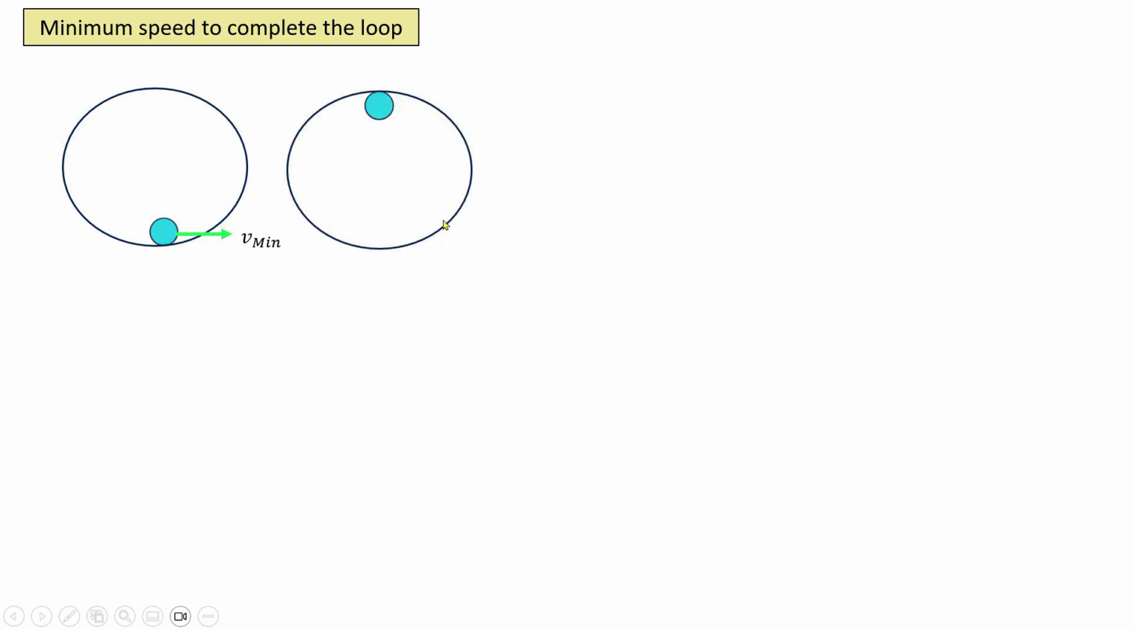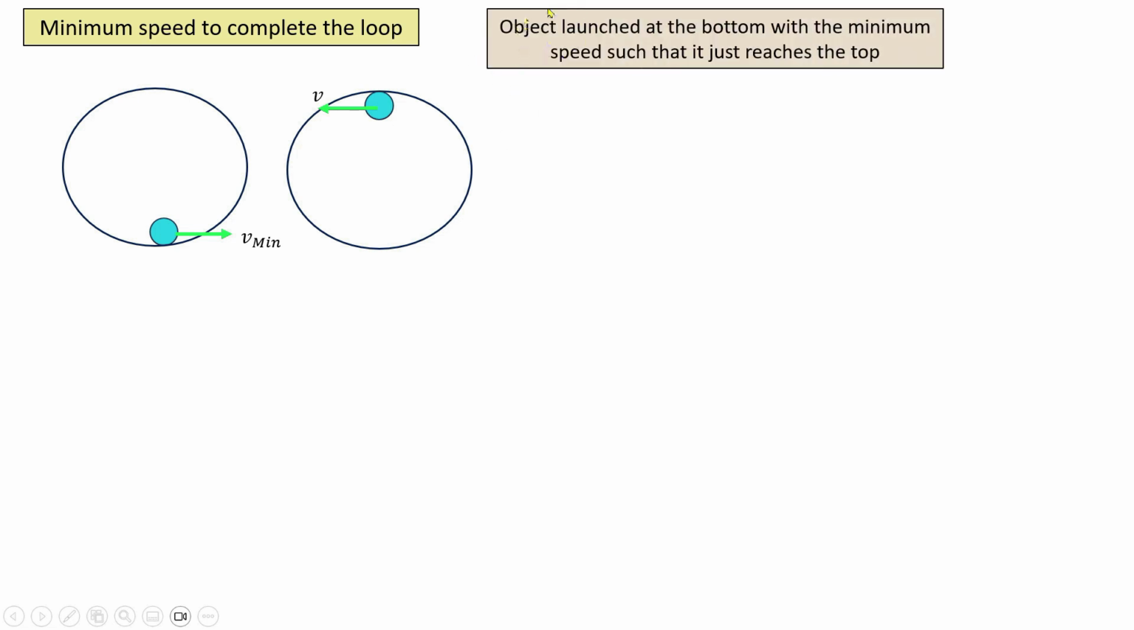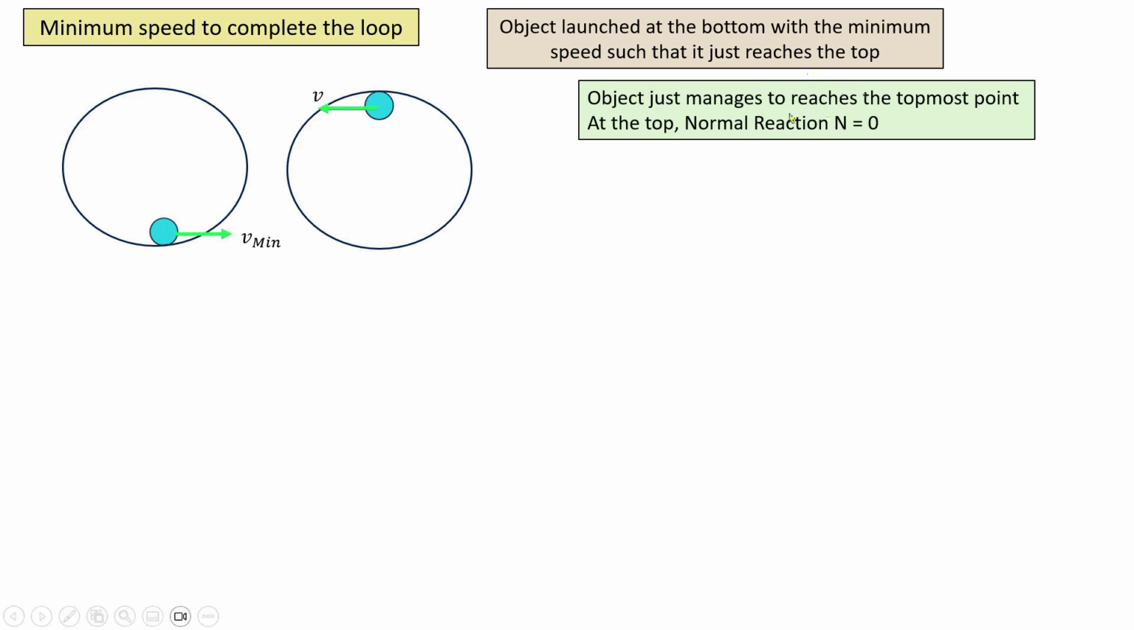Like in case 2, here also we can consider the minimum speed to complete the loop. So imagine the ball is at the bottommost point and we launch it with some particular speed and then it reaches the top. Here the topic is the same. We need to launch the object at the bottom with the minimum possible speed such that it barely reaches the top. Now, since the object is just managing to reach the topmost point, at the top, we will assume the normal reaction to be approximately 0. So it is like the ball is barely touching the circular track.